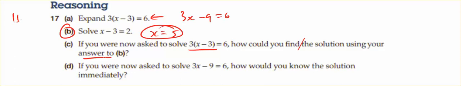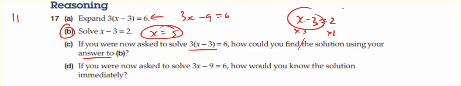Now, I know the solution because part A and part B are essentially the same equation, except the only difference is the top equation has been multiplied by 3 on both sides. The reason why I say that is because if I had x minus 3 equals 2, and I multiply both sides by 3, now you've got to be careful, when we multiply by 3, we're multiplying the whole thing by 3 on one side, we're not just multiplying the x. So we've got 3x minus 9 equals 6.